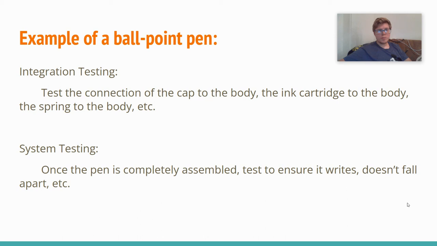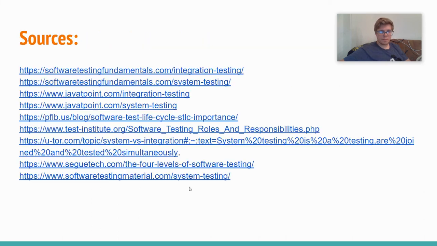With the example of a ballpoint pen, integration would be connecting the cap to the body of the pen, or ensuring that the ink cartridge fits into the body, the spring goes onto the ink cartridge and the body, etc. The system testing is more, you have integrated the pen, it's complete, and you're ensuring that it writes, it doesn't fall apart, and that the system as a whole is working as would be expected.